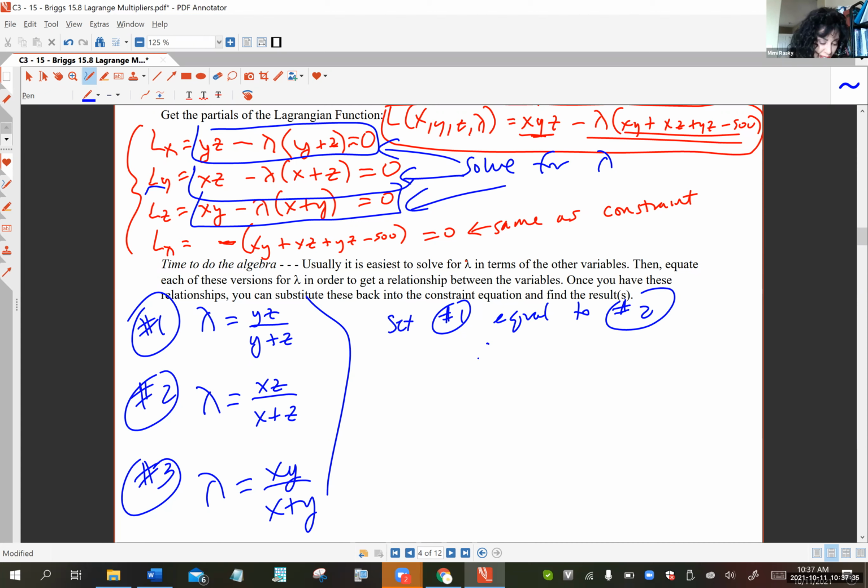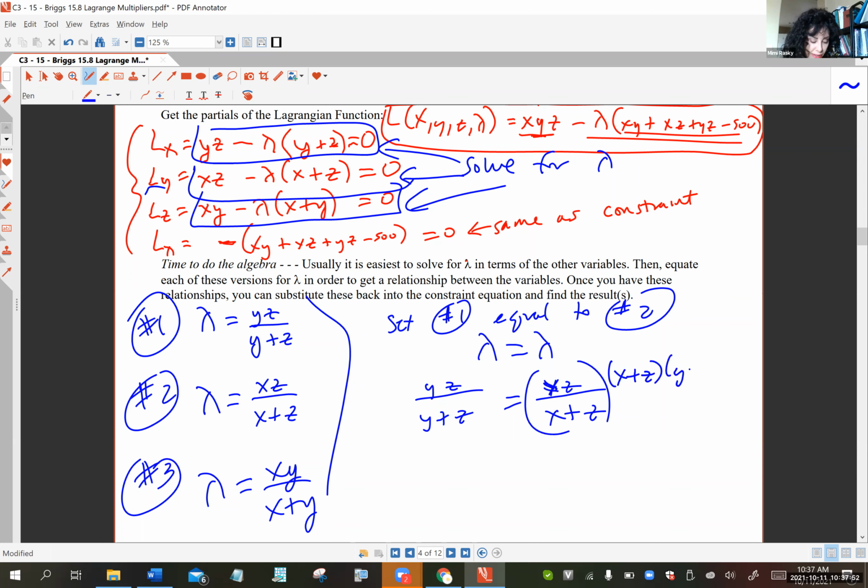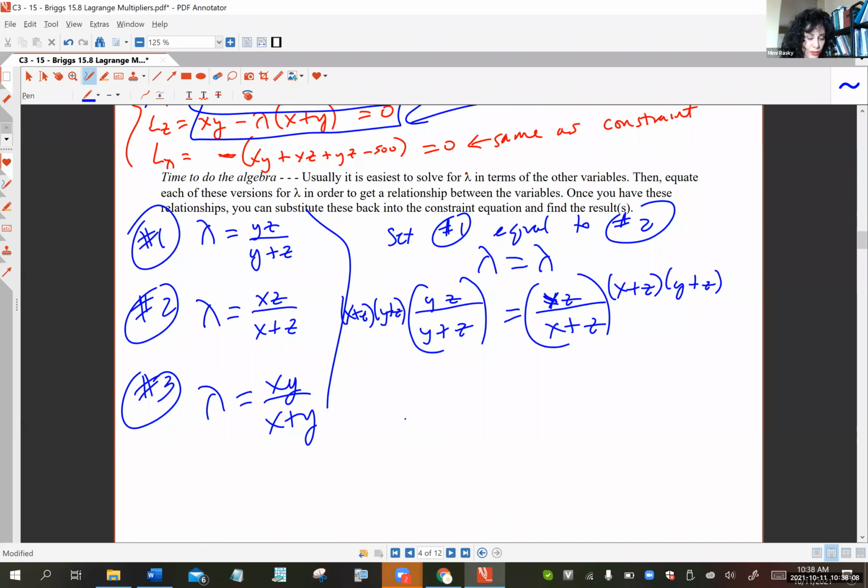Okay. So I want lambda to be equal to lambda. The first lambda looks like yz over y plus z, and that needs to look like the other version of lambda, which is xz divided by x plus z. Now I'm going to multiply both sides by the denominators to clear fractions. That's how I roll. Assuming that we're not multiplying by 0, we don't want any of these values to be 0, and we already agreed the domain is where width, length, and height are all positive. So we're safe. Now reduce to lowest terms.